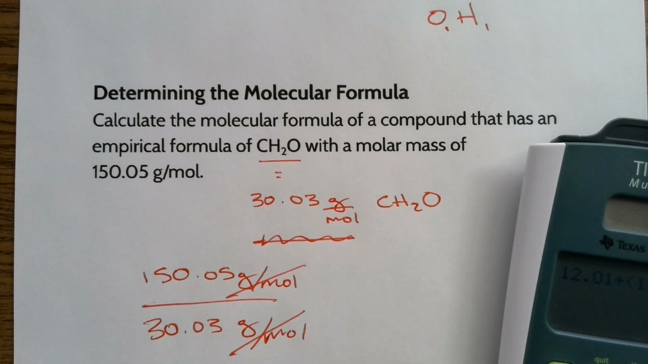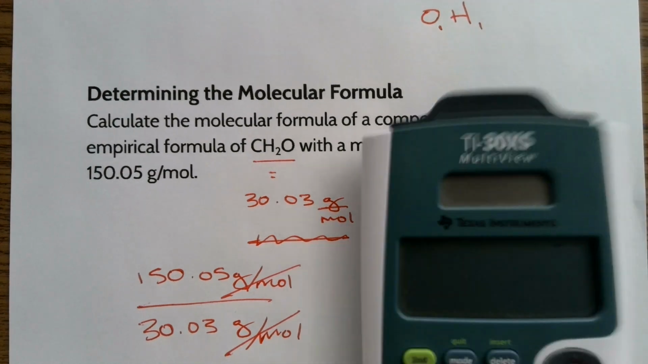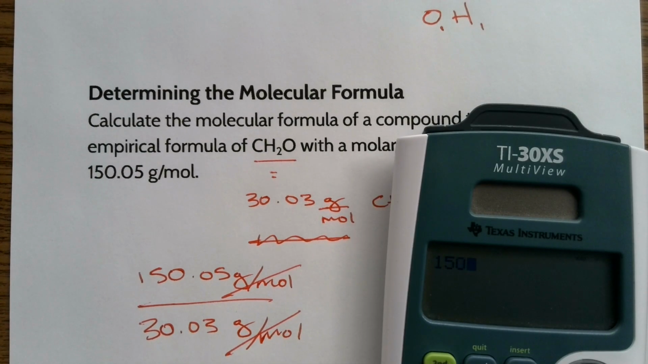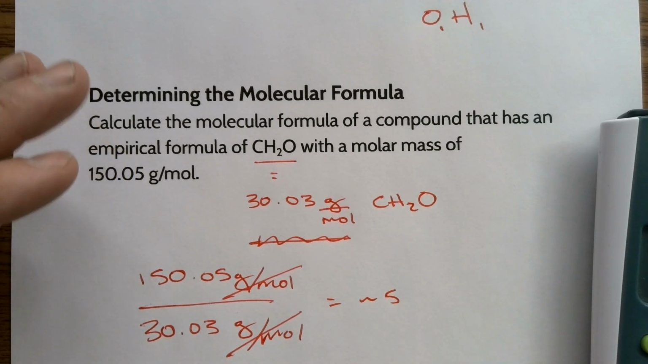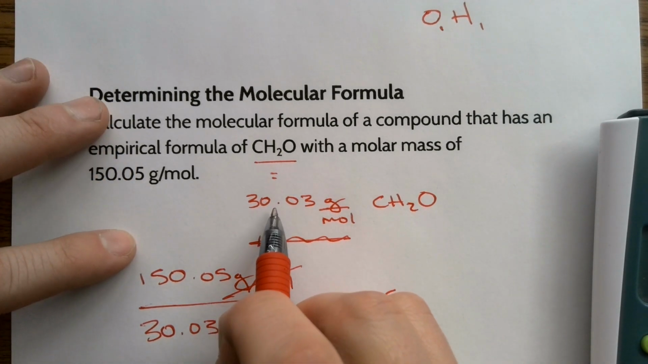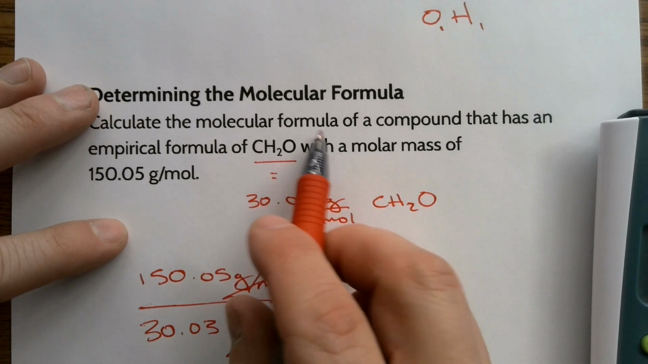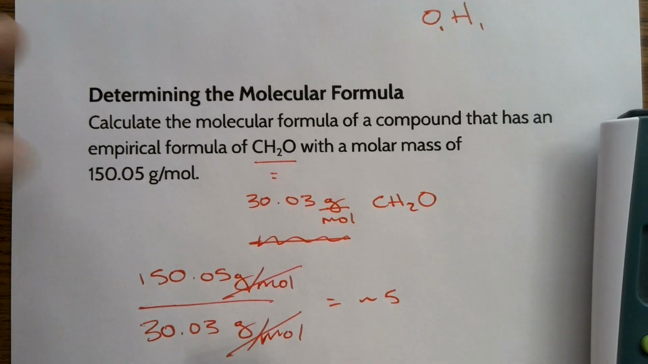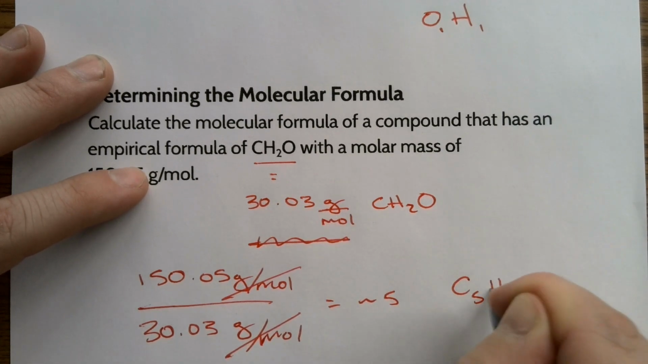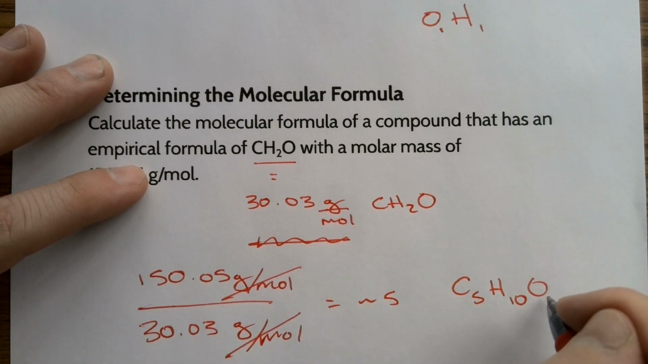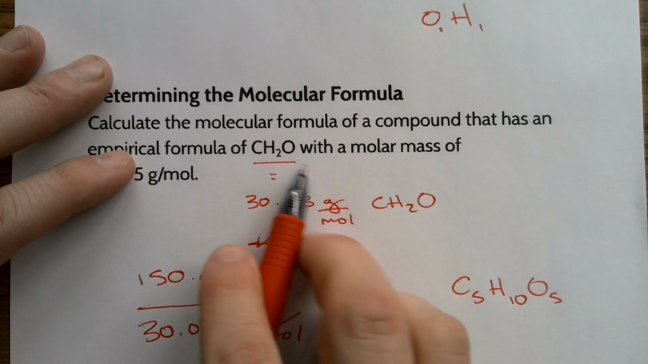And you'll notice that our units completely cancel on each other here. Okay? And we just do basically 150 divided by 30.03. And that gives me basically 5. This is equal to about 5. So this is 5 times this. So what I'm going to do with this base unit is multiply it by 5. So it's going to be C5H10O5. Do you see how I did that?